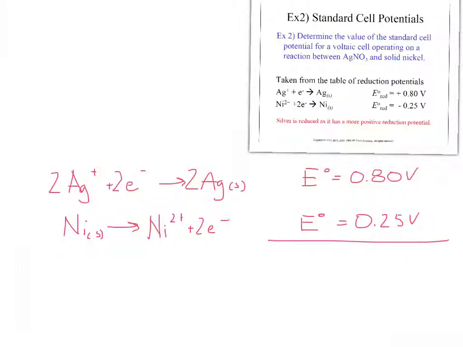So then finally, we just add all those together. So it's going to be 0.80 plus 0.25, which means that the E of the cell, in this case, is going to be equal to a positive 1.05 volts.